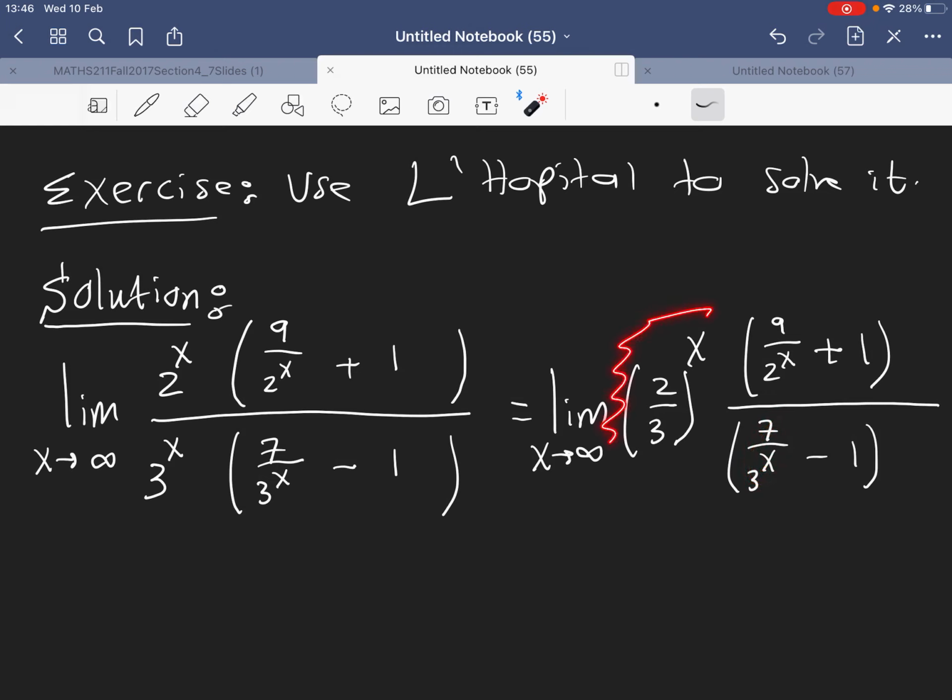How much is this one? Something to the power of infinity. How do we know how much it is? We have to look at this number here and compare it with 1. Is it greater than 1 or less than 1? In this case, this is less than 1. So we are done, because this will be 0 up here, and the final answer will be just 0.